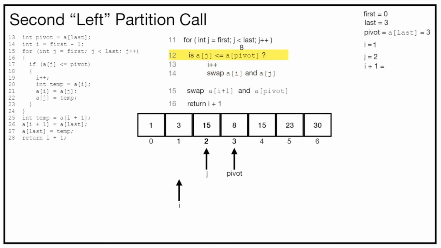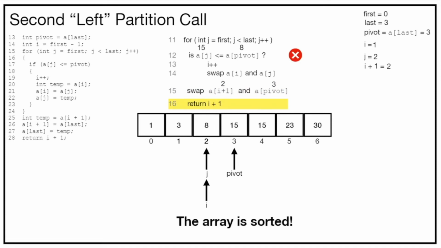After incrementing j, we have, is 15 less than or equal to 8? False. We've also reached the index right before a pivot, which means we're going to swap A at I plus 1 and A at pivot. Doing so results in the array that we wanted. After that, we return I plus 1, and the array is sorted. I hope this is helpful, and happy coding.